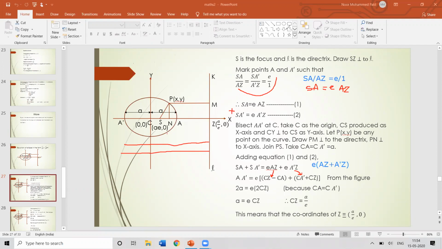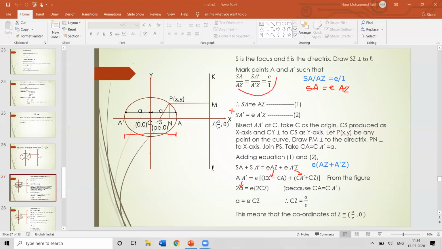Now let us see what A dash is and what the other terms are. How much is A dash? A dash from here till here. This is A and this is also A, so the total length will be 2A. A dash we can write as 2A, because the CA and CA dash values are equal to A. Now, open this bracket. Automatically, what is going to happen?